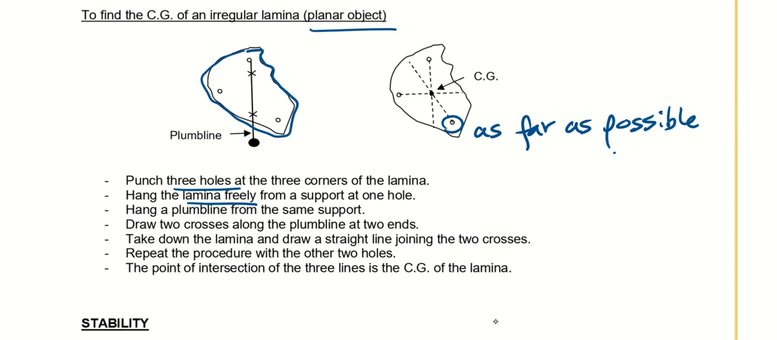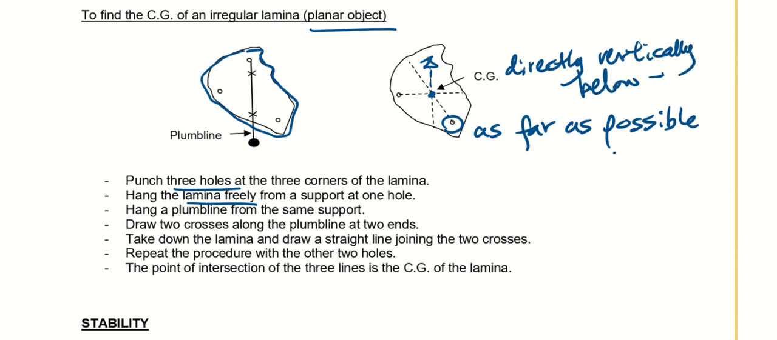That means I may put a pin through this and I hold on to the pin. This thing will then fall with the center of gravity below this pivot. So let's say I use this point as a pivot. Eventually this thing will swing until the CG is directly vertically below the pivot, the support point.